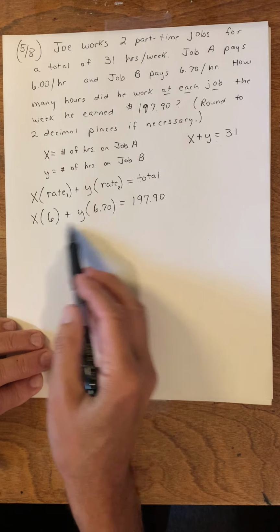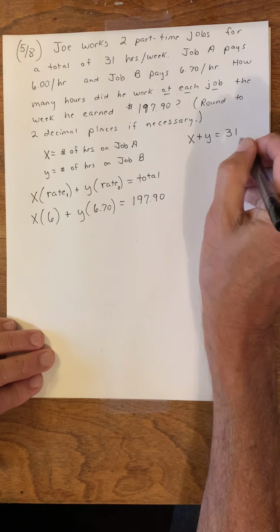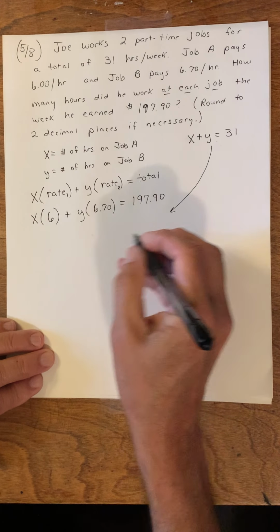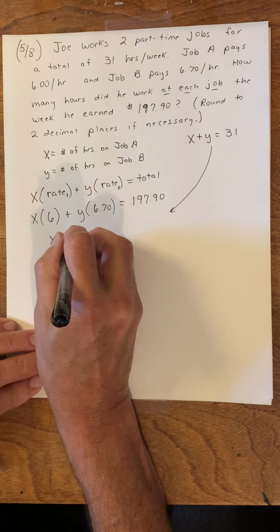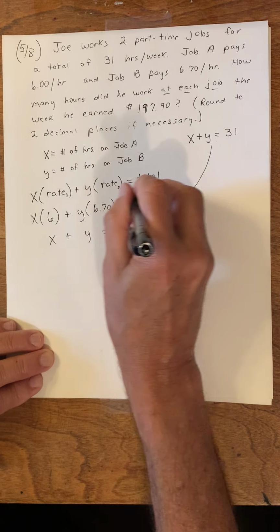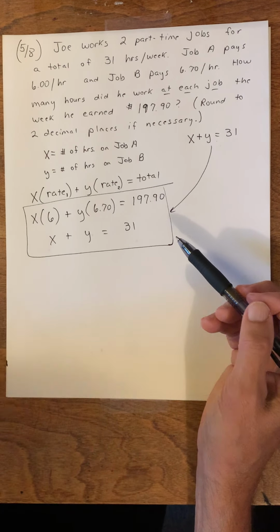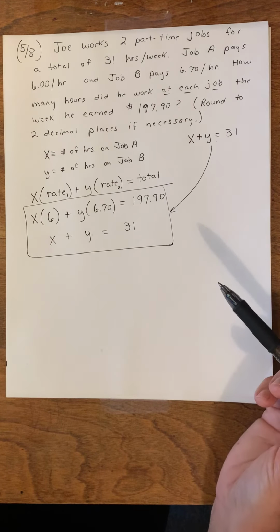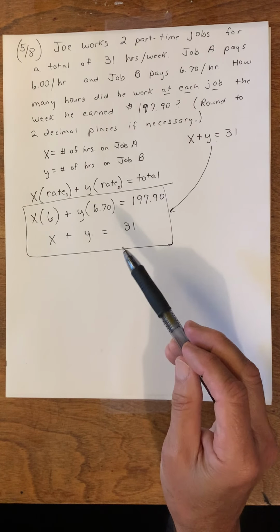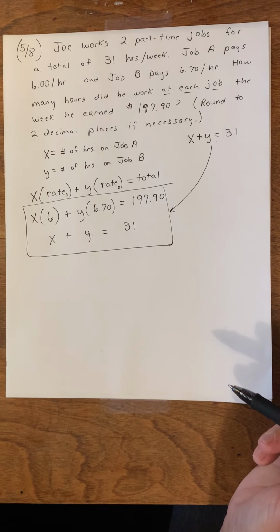So here's my second equation. Now I'm just going to go ahead and write this first one down underneath it. X plus Y equals 31. And here's my system of linear equations right here. Here's my 2 equations, both with the same variables. So using either the substitution or the elimination method, I should be able to deal with this guy.